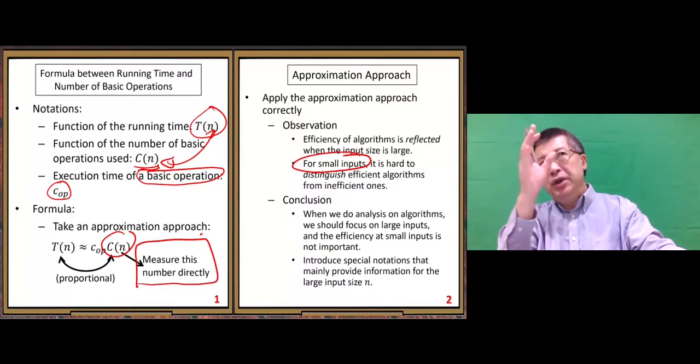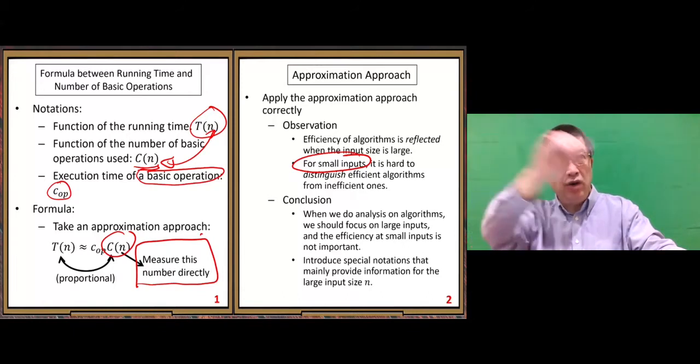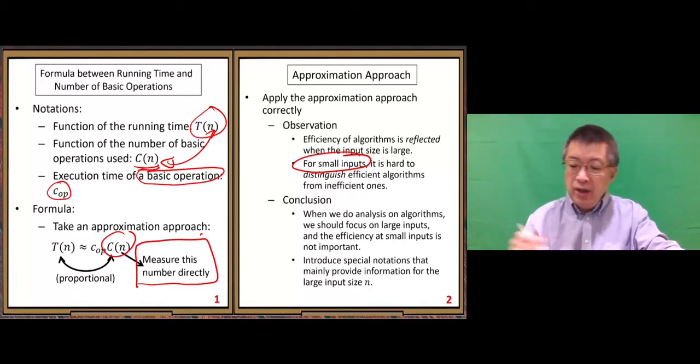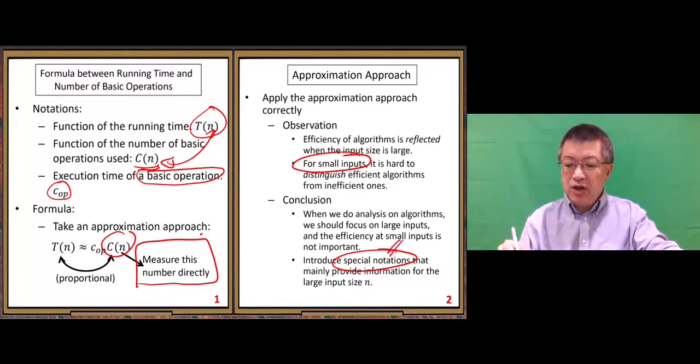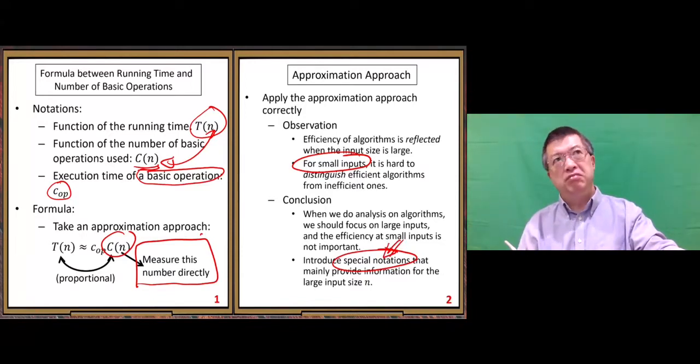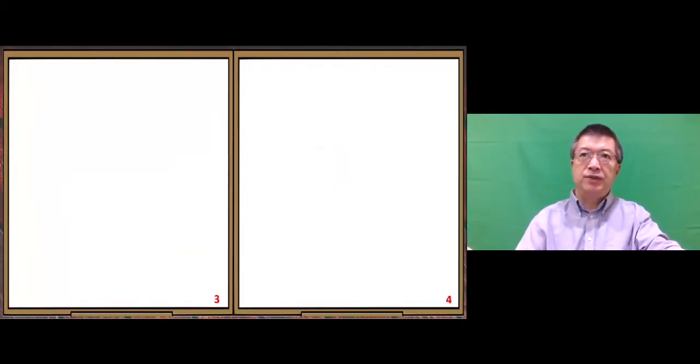To do that in a formal way, because we need to do formal mathematical work, we need to introduce special notations. In our part B, we will focus on these special notations. Then we can get a very good description, a scientific analysis. All right. Next.